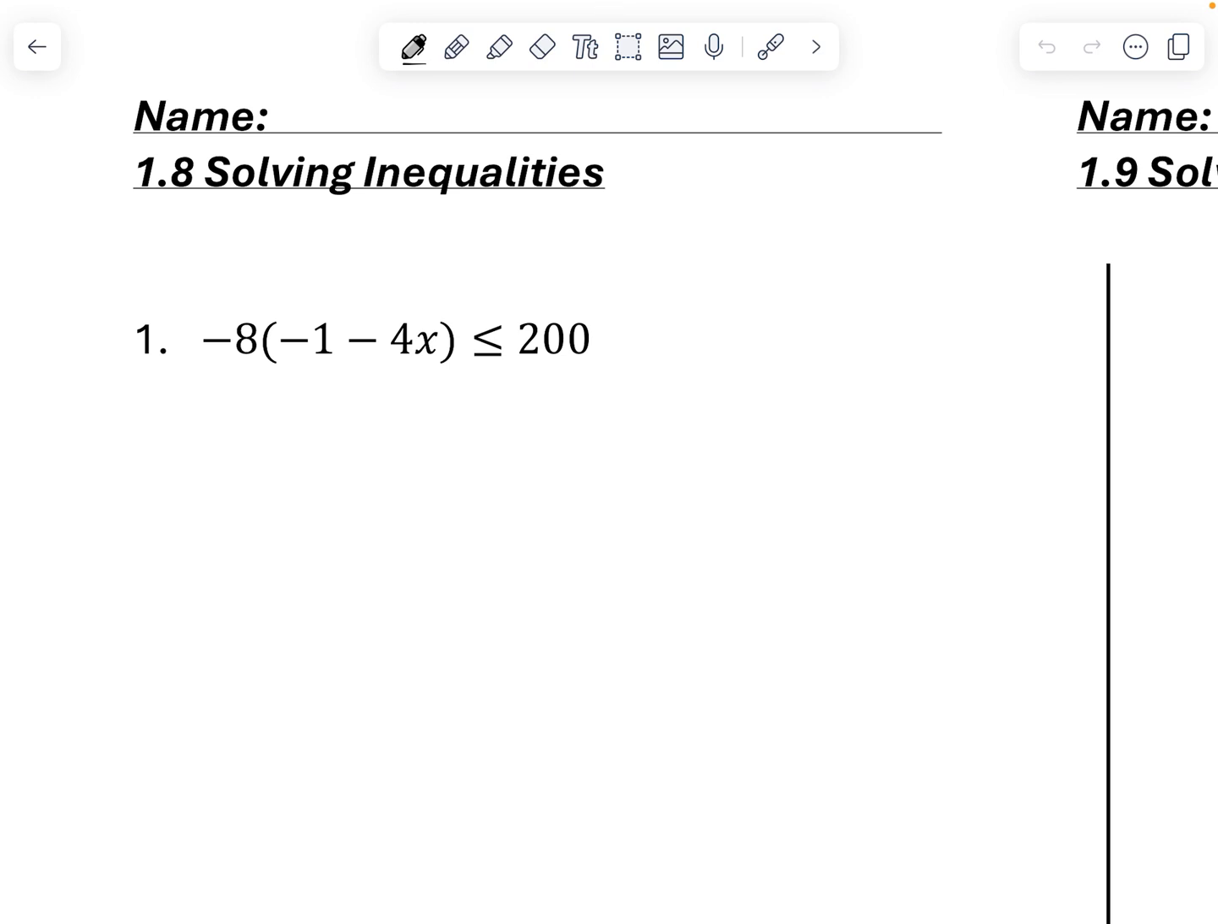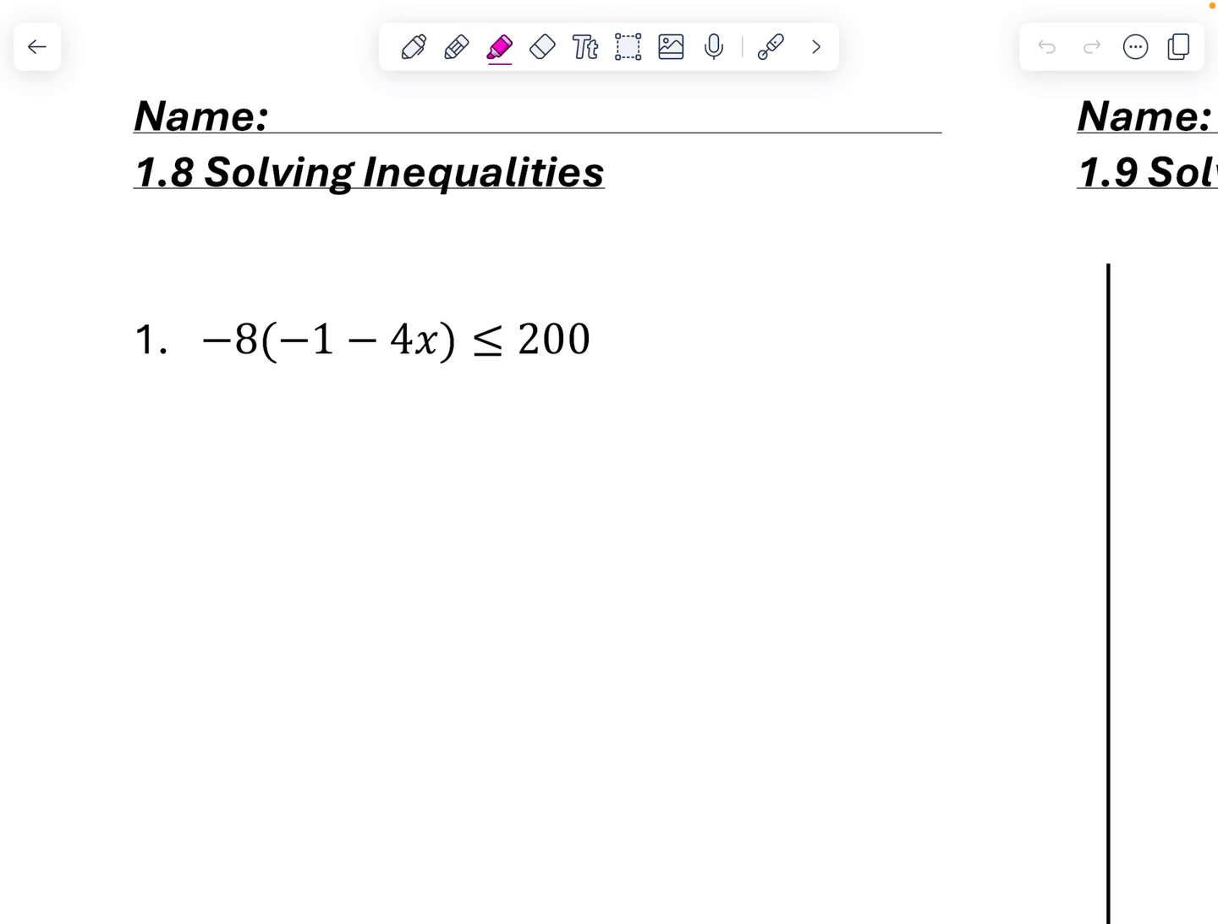Okay, friends, this video is going to be on solving inequalities. So you set out to solve inequalities just like you do an equation. There's only one minor difference. So our goal is to get x by itself.